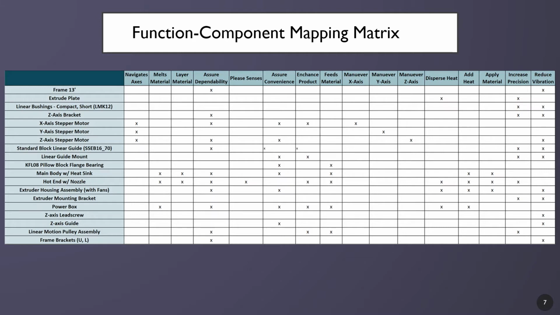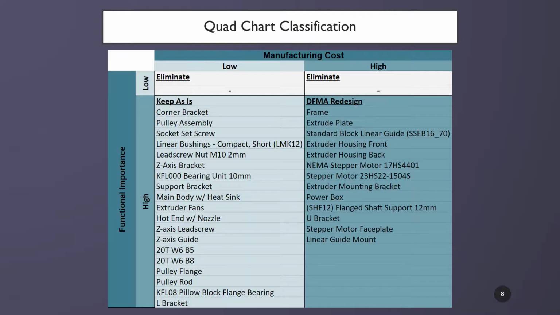This matrix is crucial in ensuring our redesign does not interfere with the functionality of the components of the 3D printer as a whole. The quad chart classification details the manufacturing cost, low and high, and functional importance, low and high, for each part within the 3D printer. Based on the cost calculated in our bill of materials and functional component mapping matrix, there were no parts to be eliminated. Over half of our parts were to be kept as is, and we came up with the parts eligible for DfMA redesign as shown in the bottom right section.